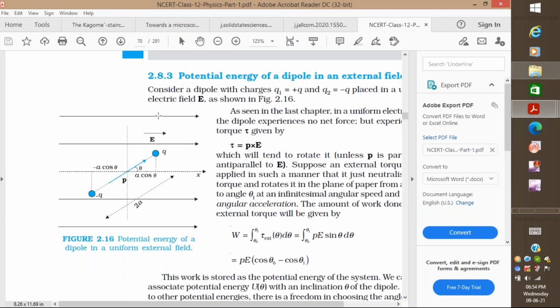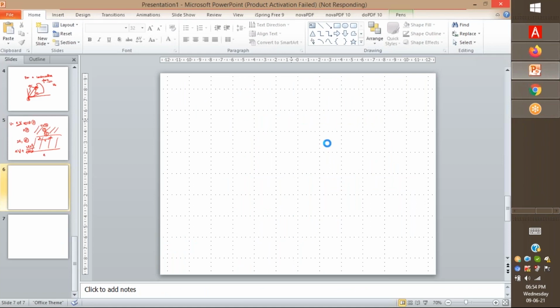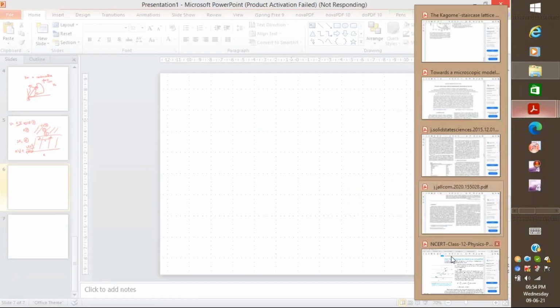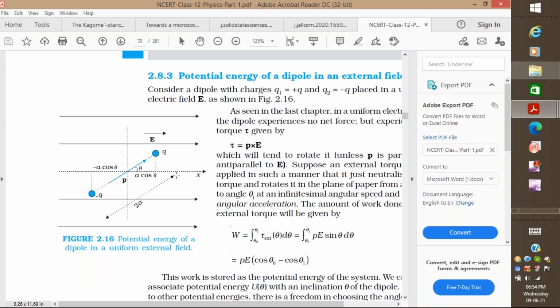Okay. So see, in this case, when you keep an electric dipole inside a uniform electric field, this just one minute, it is actually the Microsoft. Okay, I'll go to the book again.